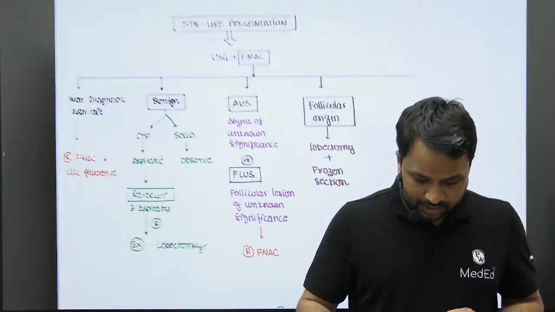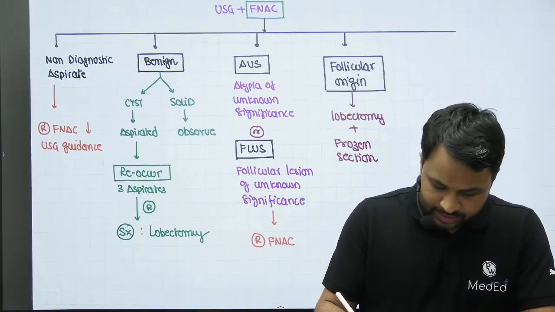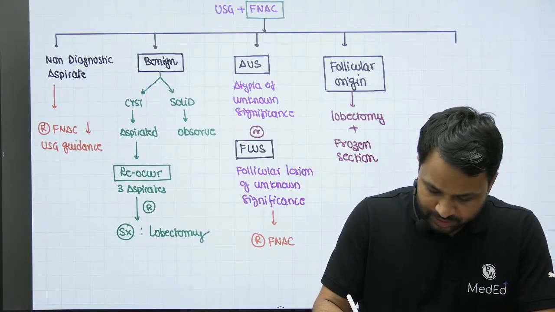Now, on the other hand, if you get suspicious of malignancy, the next report that you can get is the probability of suspicious for malignancy.